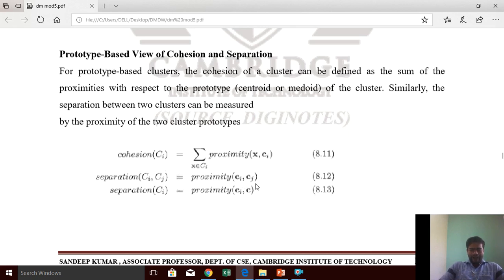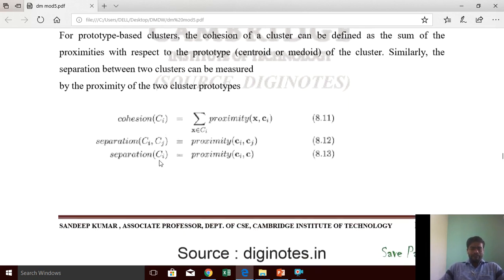I am taking the centroid of the ith cluster and the centroid of the jth cluster and comparing how they are separated, what is the maximum distance, how properly they are separated. Separation of C_i: for a particular cluster, proximity of C_i with respect to each cluster, how the points in the same cluster are separated with respect to one another.